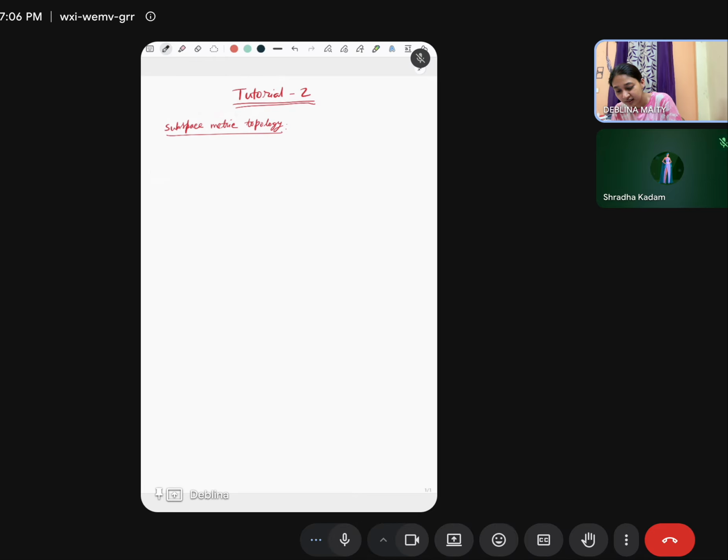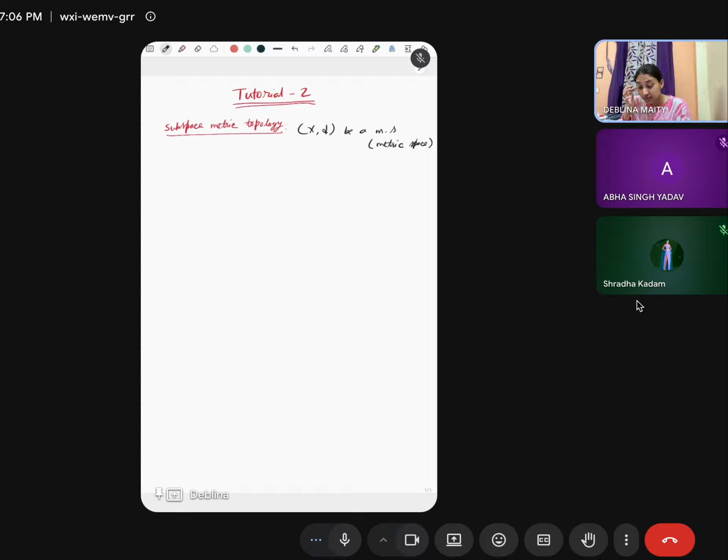Suppose (X, d) is a metric space, and Y is a subset of X. Then Y with this metric d restricted to Y, since Y is a subset, is also a metric space, right? It is a subspace metric space.